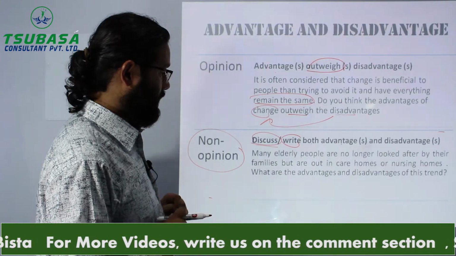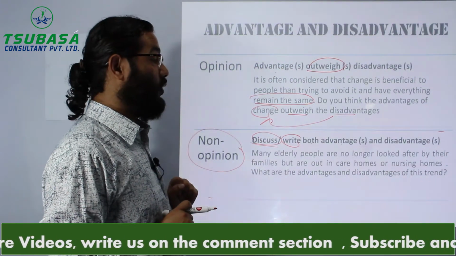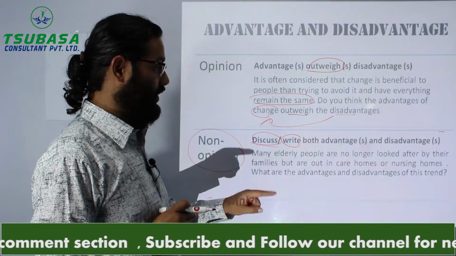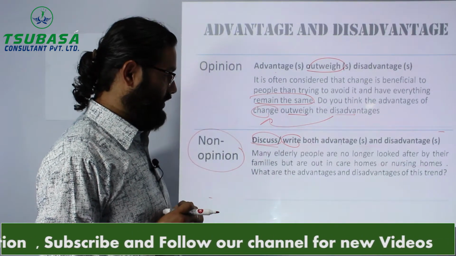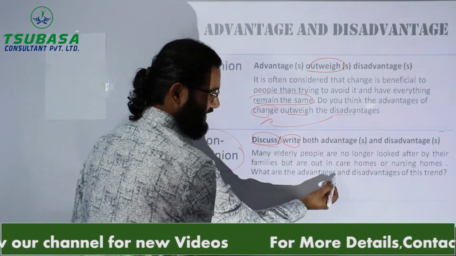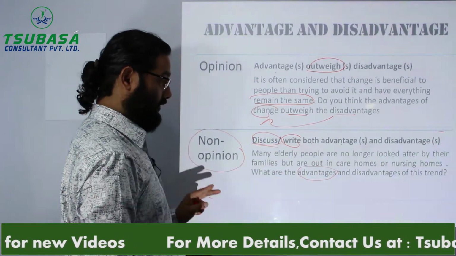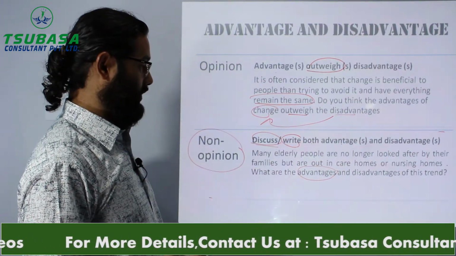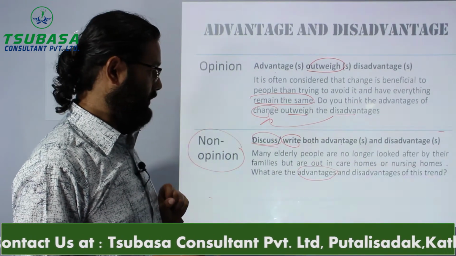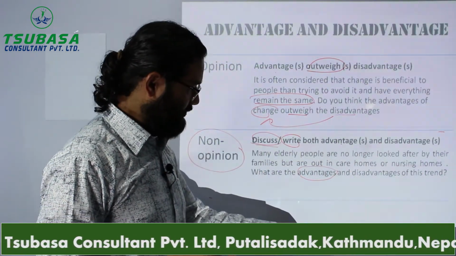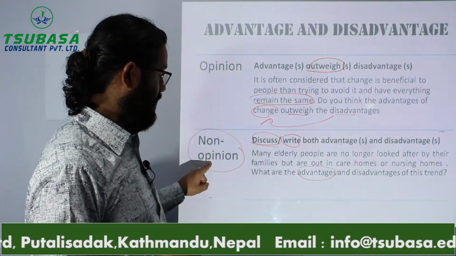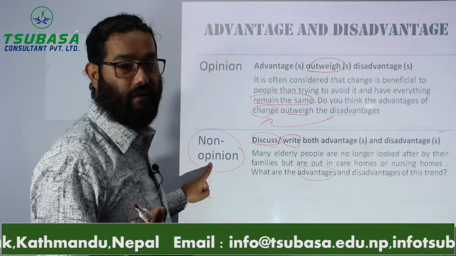Let's look at this question. Many elderly people are no longer looked after by their families, but are put in care homes or nursing homes. What are the advantages and disadvantages of this trend? So in the first paragraph, write down the advantages of elderly people living in nursing homes, and at the same time, the disadvantages of living in nursing homes. So here, please don't pick a side.